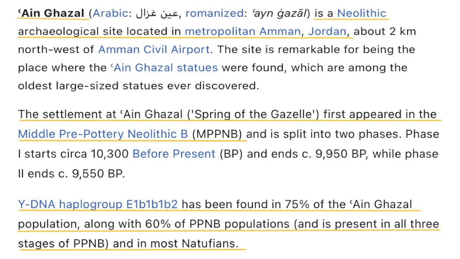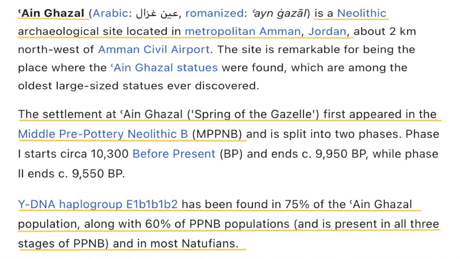Ain Ghazal is a Neolithic archaeological site located in the metropolitan Amman, Jordan. The settlement at Ain Ghazal, Spring of the Gazelle, first appeared in the mid-Pre-Pottery Neolithic B. And here's the kicker. Y-DNA haplogroup E1b1b1b2 has been found in 75% of the Ain Ghazal population, along with 60% of Pre-Pottery Neolithic B populations, and is present in all three stages of Pre-Pottery B and in most Natufians.